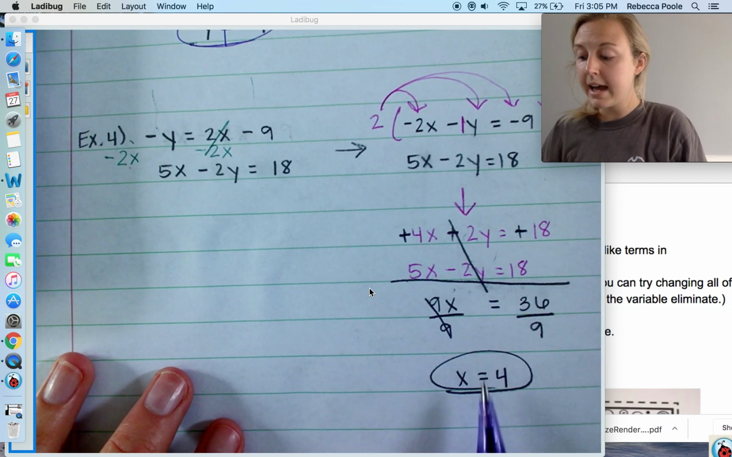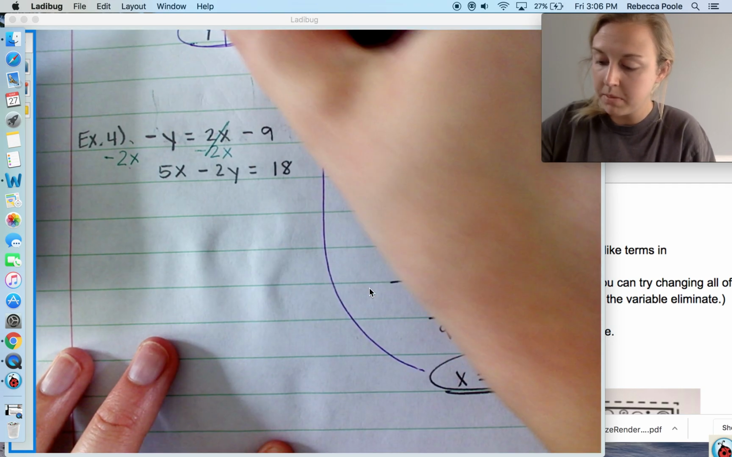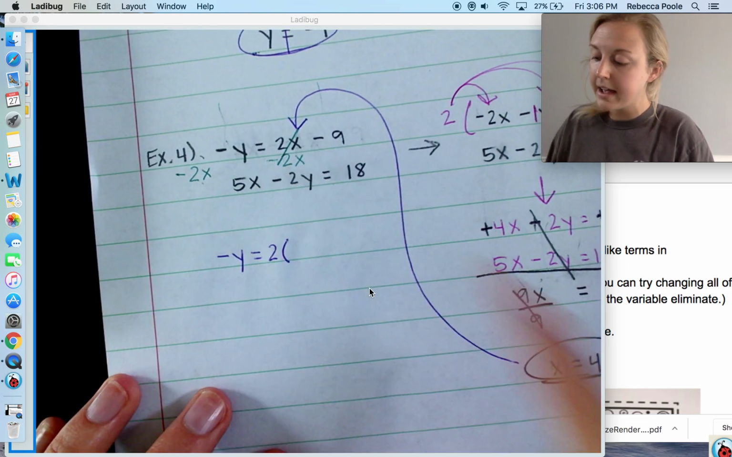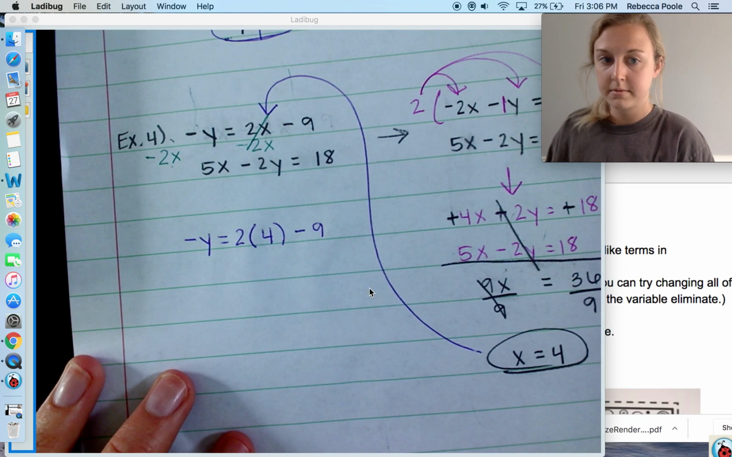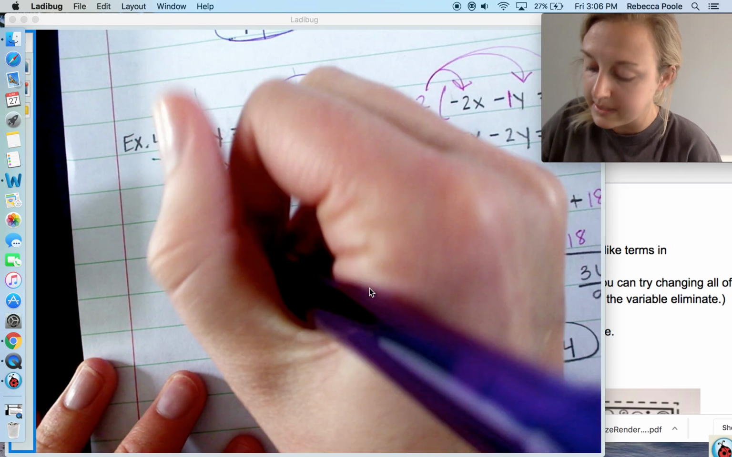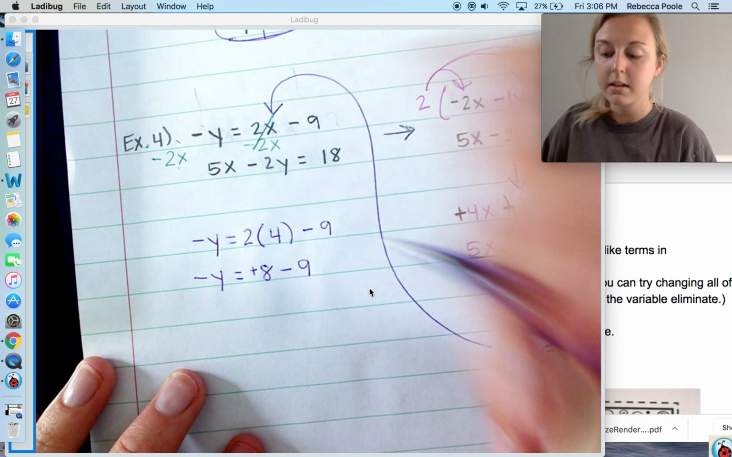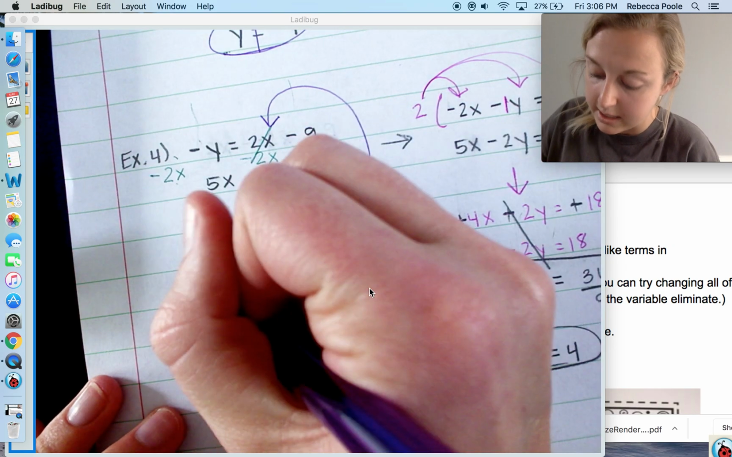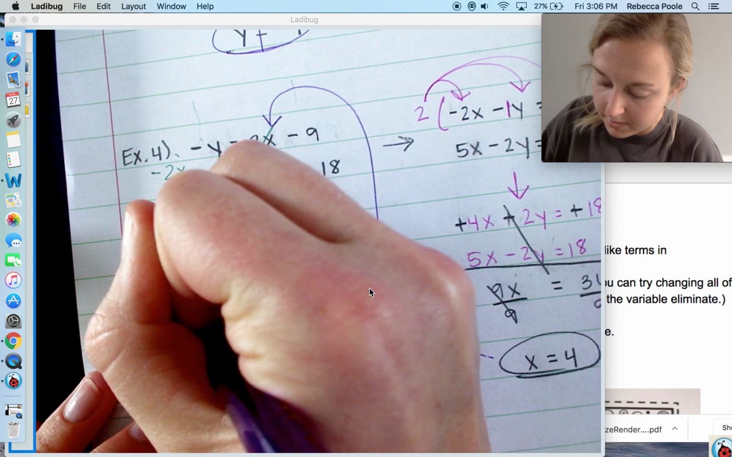And now I'm going to take that x equals 4 and put it back into the original equation, right? So back up here. This is now negative y equals 2. Instead of an x, we're putting in 4, right? 2 times 4 minus 9. Okay, so this will be negative y equals 2 times 4 is 8. 8 minus 9. This is a positive 8, right? So they're different signs, which means we're going to subtract. 9 take away 8 is 1. And 9 is bigger than 8, so it should be negative.